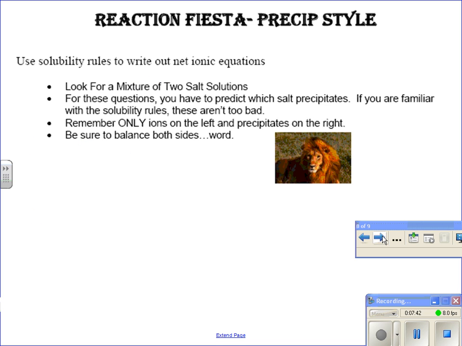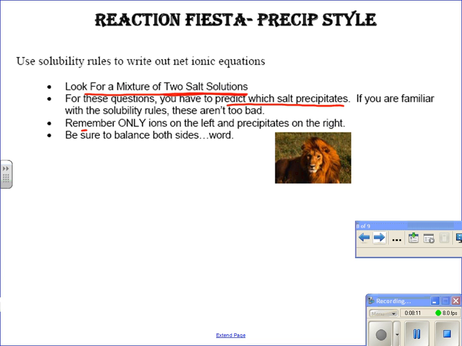When we go to reaction writing for AP, the key to look for is a mixture of 2 salt solutions. It's the summertime, so I'm only giving you one type of reaction, so that's the only one you're going to be doing for homework as a lead up to August 20th. But keep in mind that that's the key to identifying the problem. You have to predict which salt is going to precipitate using the solubility rules. That's what you're going to have to memorize.